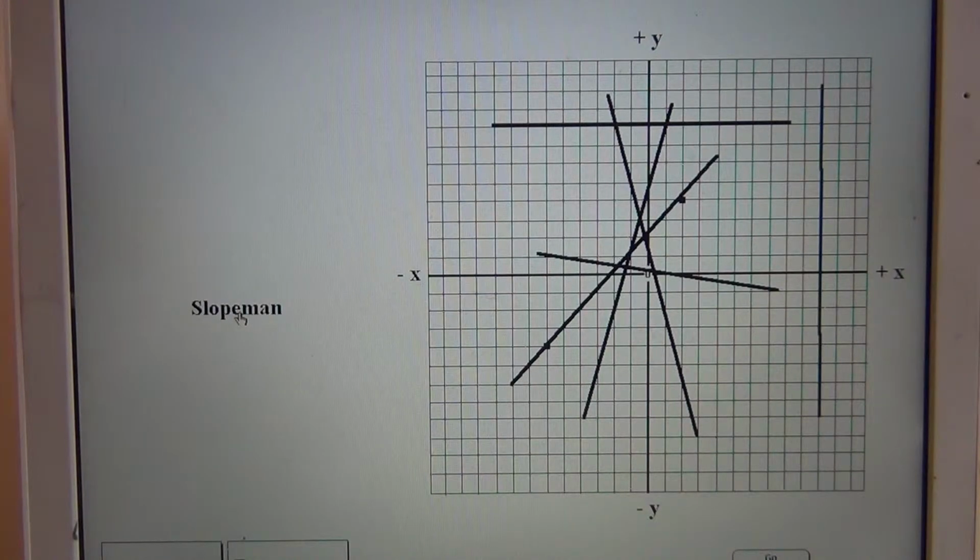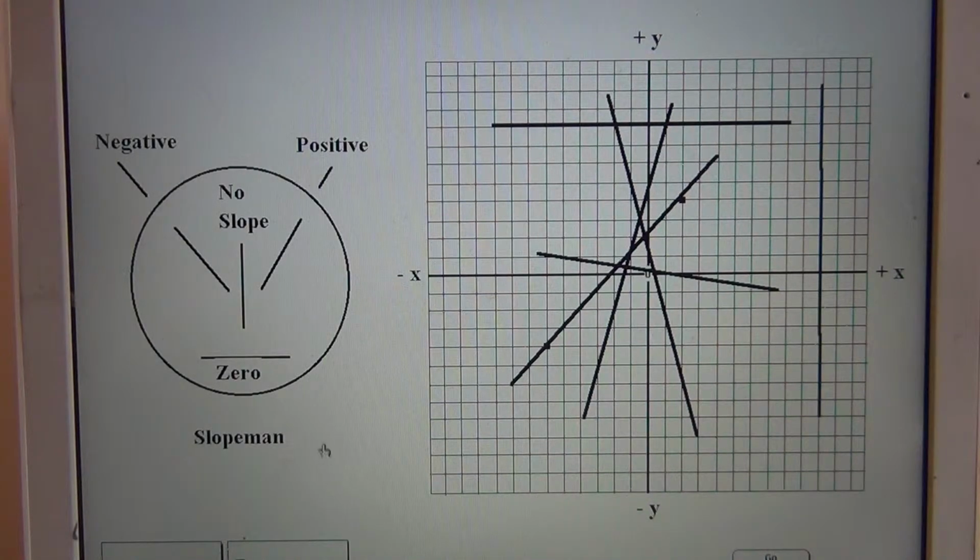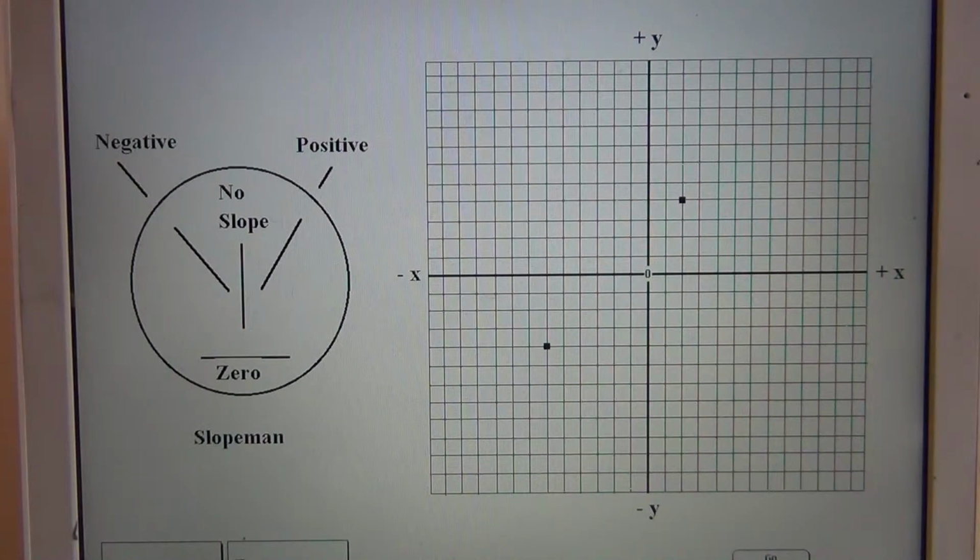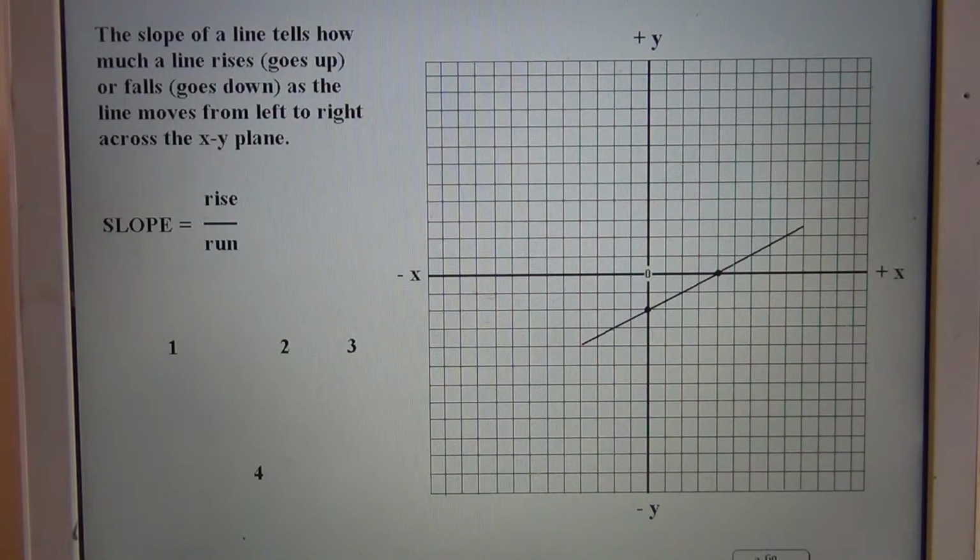And a way to remember this, by the way, is slope man. If the slope is going this way, up from the left to the right, it's positive. If it's going this way, from right to left, it's negative. If it's straight up and down, it's no slope or undefined. And if it's a horizontal line, it's zero slope. So in answering questions on the high school exit exam, if they're asking, is this slope positive or negative, think of slope man. Good.